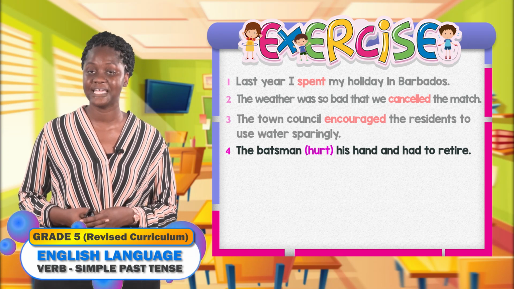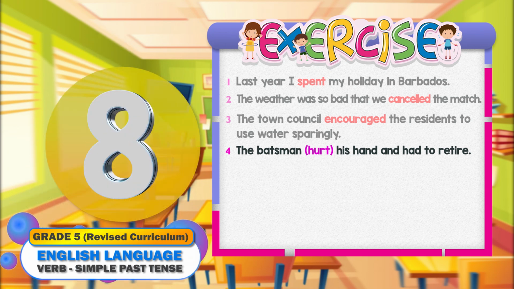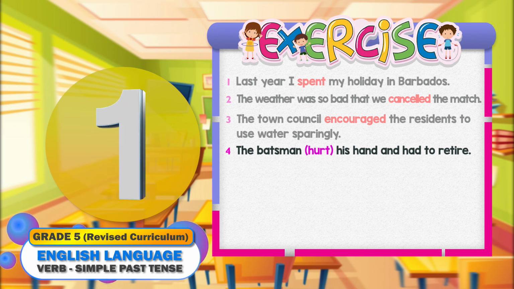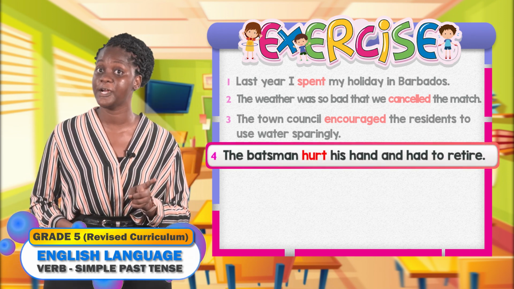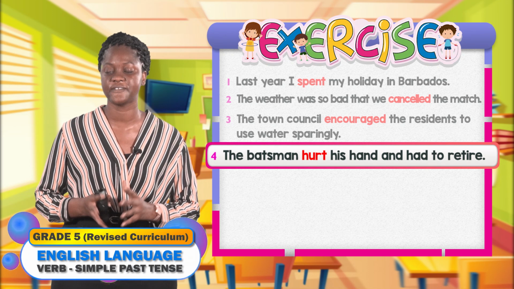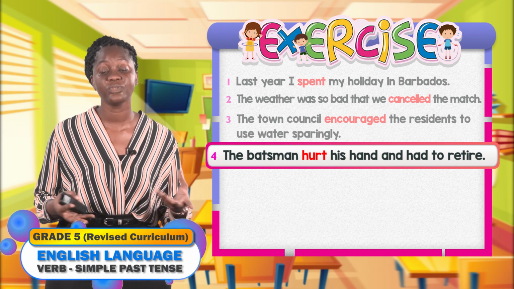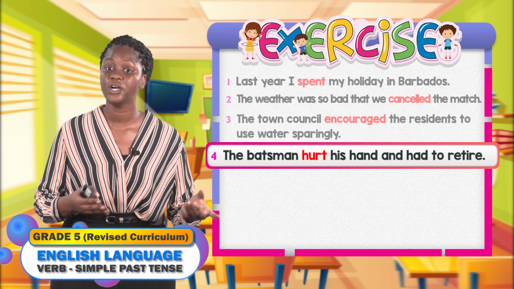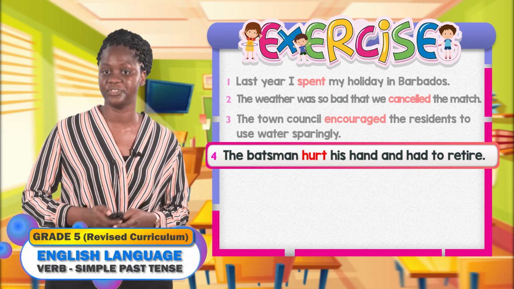The verb in brackets is hurt. What is the past tense of hurt? Yes, I'm sure you would have observed that hurt is one of those verbs that does not change its form. Therefore, the past tense is still hurt. So the sentence would read, the batsman hurt his hand and had to retire. We are doing a good job thus far.